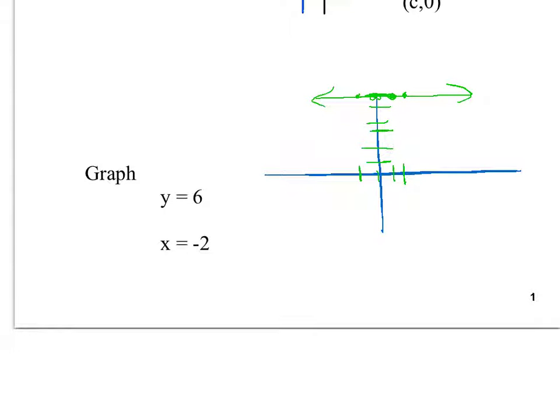Now for the other one, we have x equals negative 2. So y could be anything. Y could be negative 1, x equals negative 2. Y could be 0, x equals negative 2. Y could be 1, x equals negative 2. And we get the vertical line, x equals negative 2.